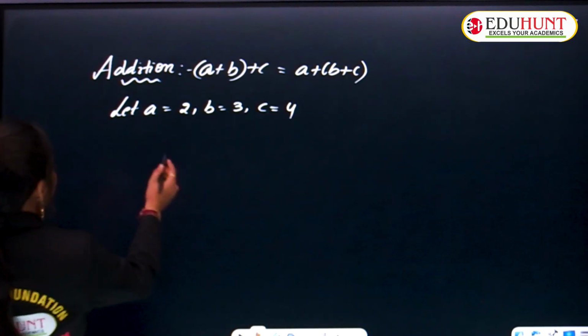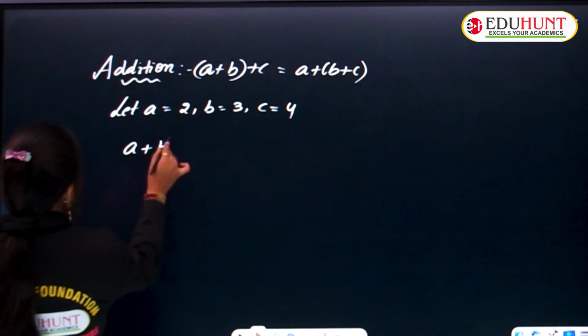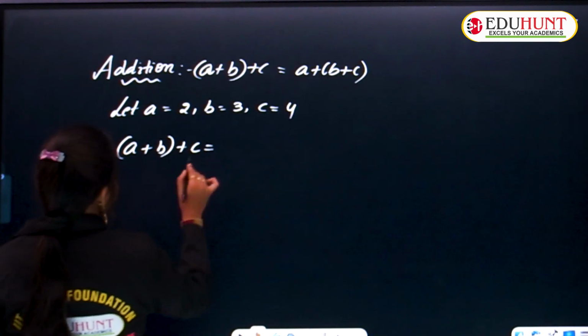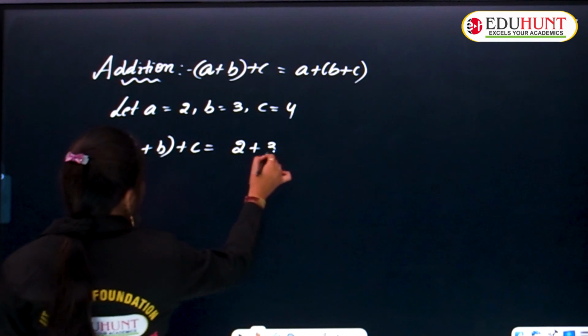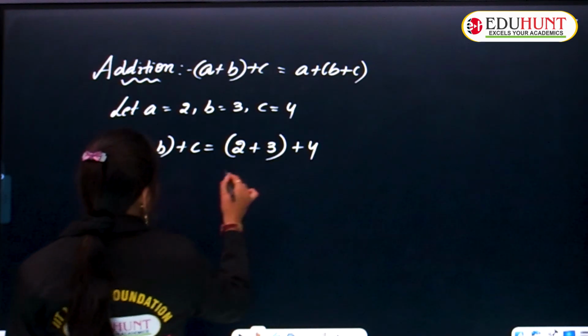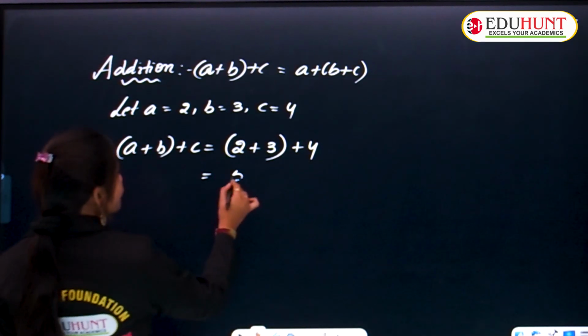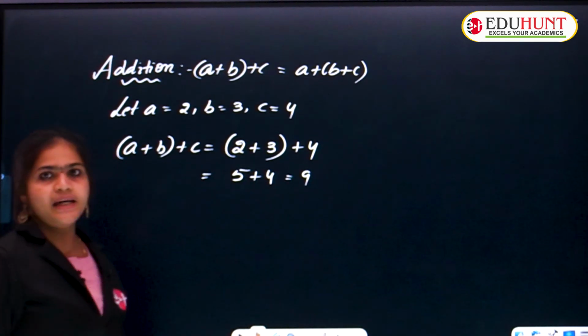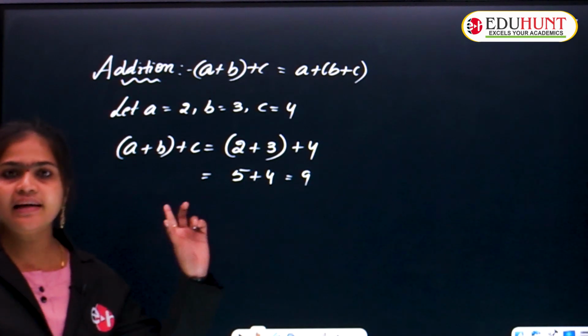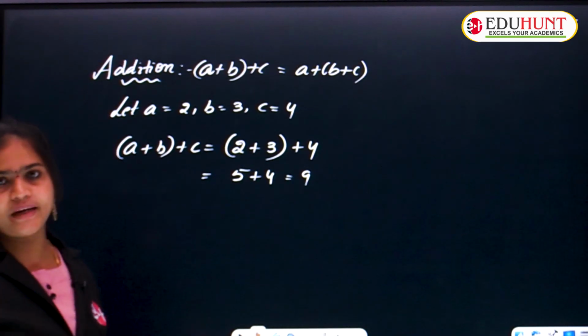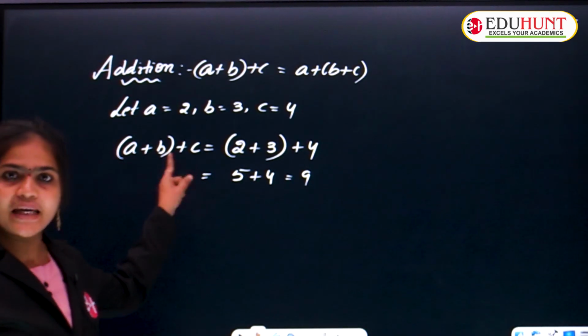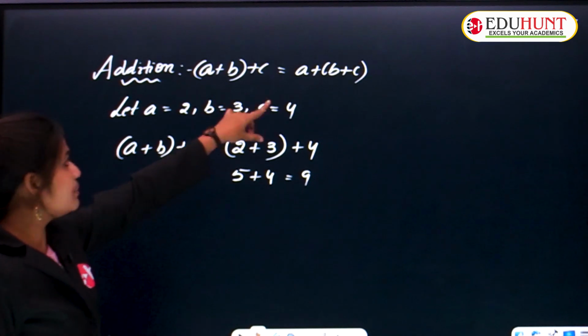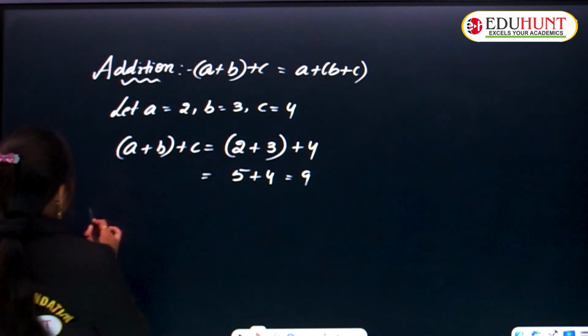Now (A plus B) plus C is equal to (2 plus 3) plus 4. 2 plus 3 is equal to 5. 5 plus 4 is equal to 9. Here we are not changing any order. We are just changing the grouping. First we group A and B, next we group B and C. Understood?